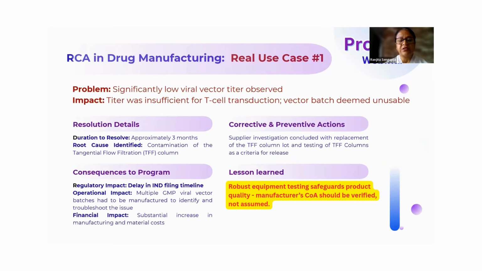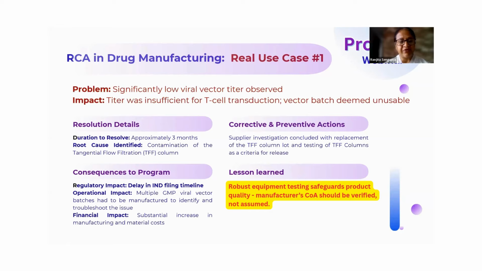So the first case was where we experienced significantly low viral vector titer. Now, what is a viral vector titer? It is basically a measure of the vector's functionality or potency. And if it is very low, then you cannot really use it to transduce your T cells to make your final drug product. And this is what we experienced. As a result, this vector batch was deemed unusable.